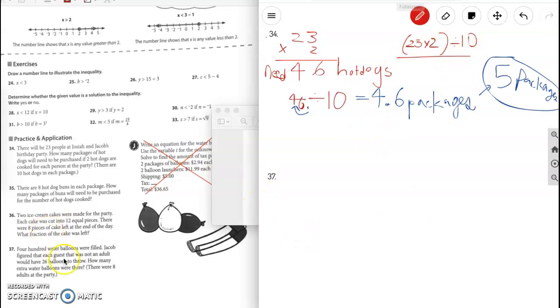Okay. 37. 400 water balloons were filled. Wow. Jacob figured that each guest that was not an adult would have 26 balloons to throw. So every single guest will have 26 balloons to throw. Then how many extra water balloons were there? Also, there were 8 adults at the party.